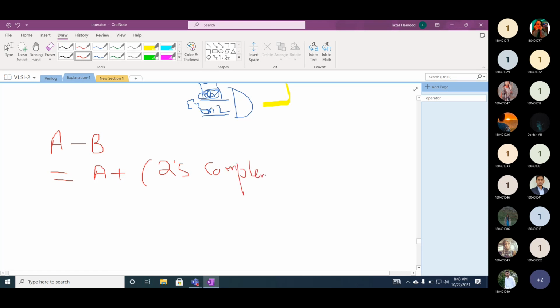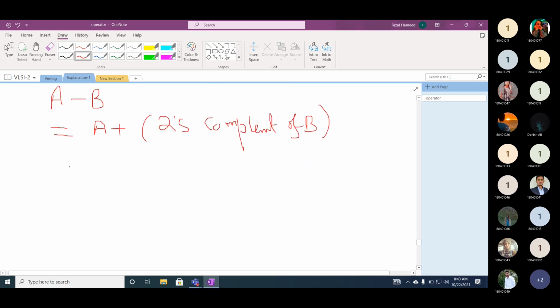what? 2's complement of B. Can I further divide it like this? A plus 1's complement of B plus 1. Actually, 2's complement is 1's complement plus 1. So I can further divide it like this. A plus, now how can we write it in terms of Verilog? In Verilog, one's complement is actually inverting each individual bit of B. Which operator will you use? Logical or bitwise? Bitwise. So A.